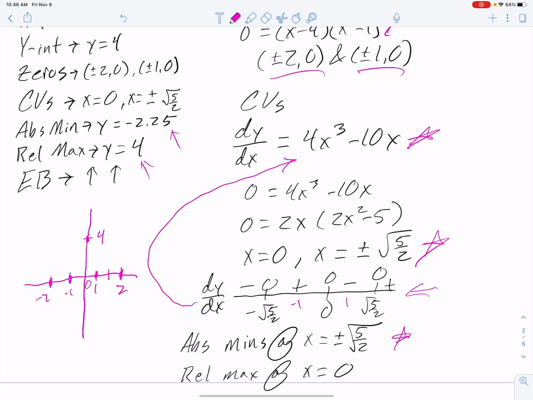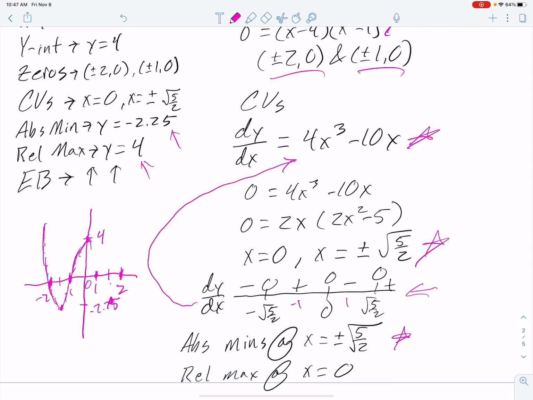I know that my root 5 over 2 and my negative root 5 over 2 would fall in between 1 and 2, with that minimum at negative 2.25. So again, just giving myself points to hit, and I sketch my graph.